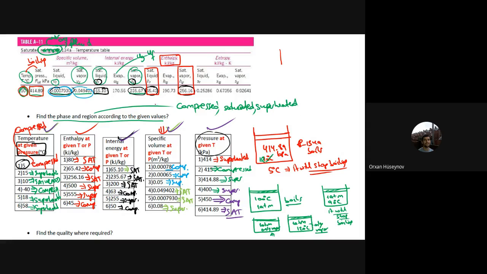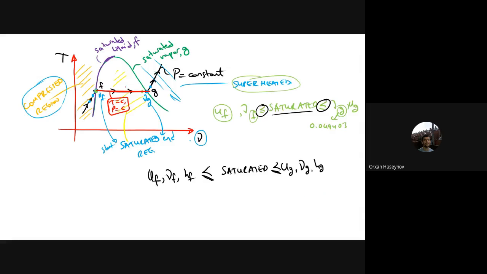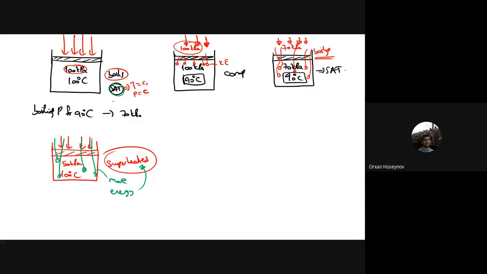So you see this is how we define the regions. You have the 3 regions. One is the saturated, one is the compressed, and the other one is the superheated. And you have also the F value, G value. I've said it multiple times. F is the start point of the boiling, G is the end point of the boiling, and here you have the mixture.